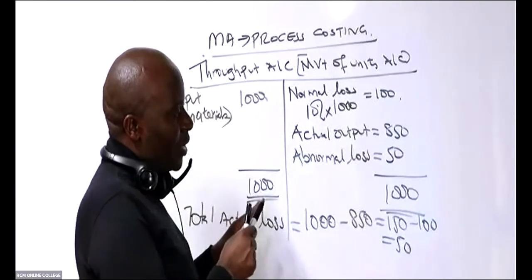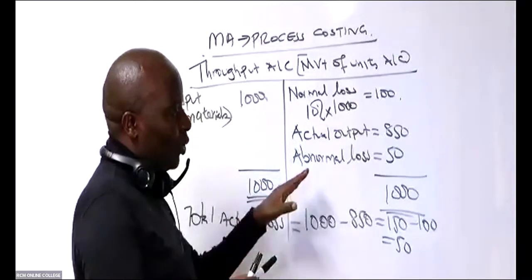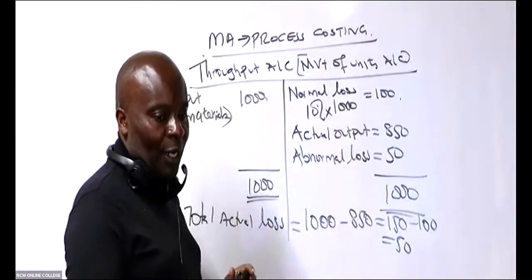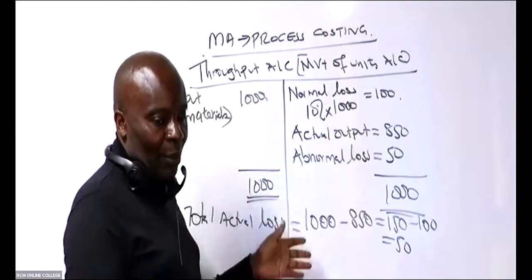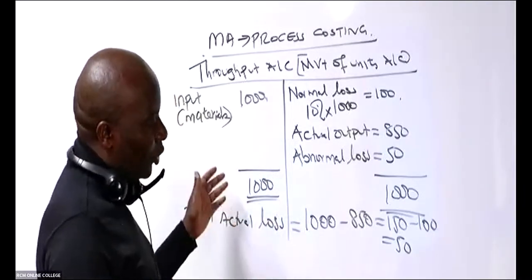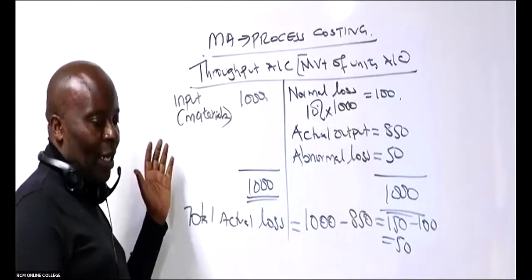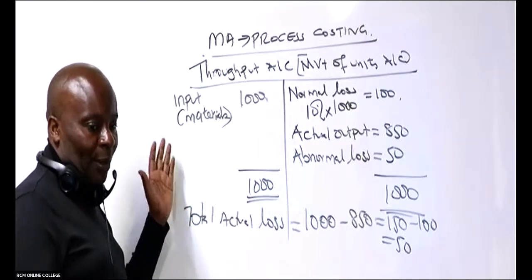So you can see there, the balancing figure is on the credit side. If the balancing figure is on the credit side, then that will be an abnormal loss. If the balancing figure was to come on the debit side, it will be an abnormal gain.